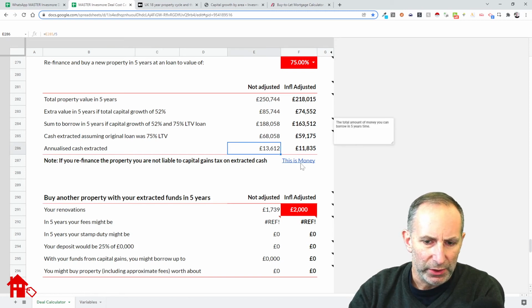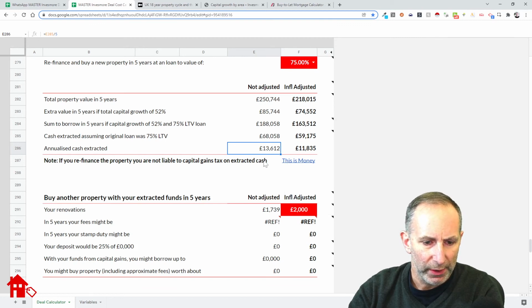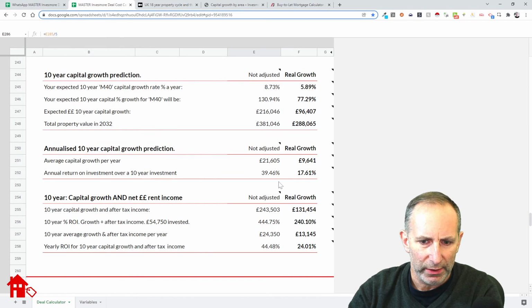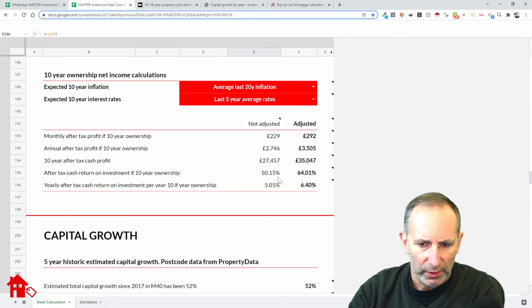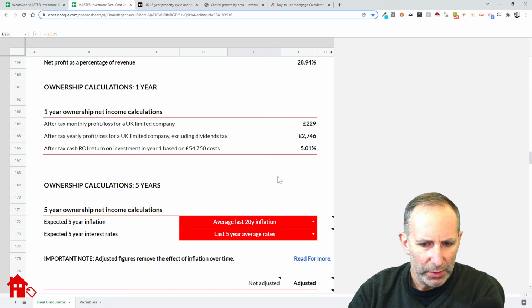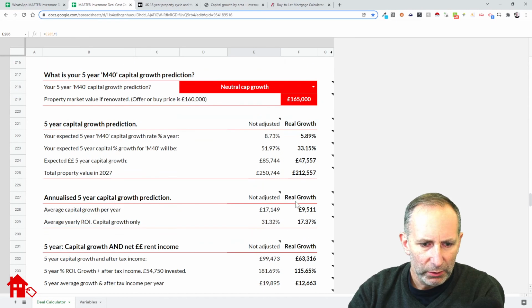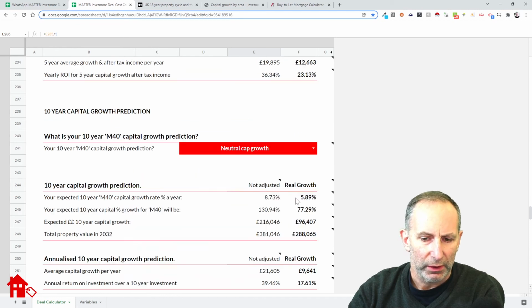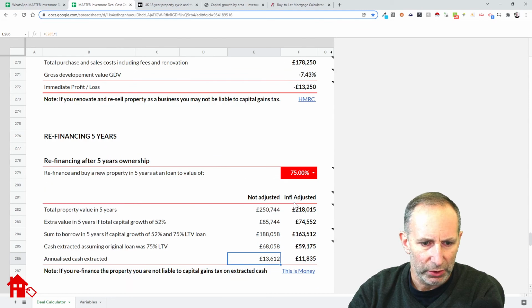Anyway, the point is that you're extracting nearly £13,000 annualized out of this property, which, by the way, is a lot more than you're getting out of rent. So out of rent, I think it's around £2,000. And where's the rental return? I think it was 2,700, wasn't it? Yeah, 2,746. So that's a big return, just out of cash.